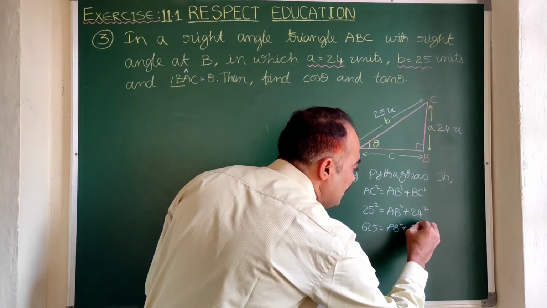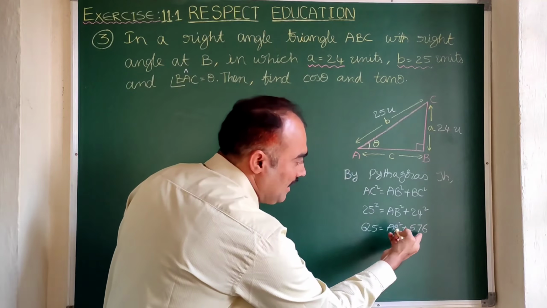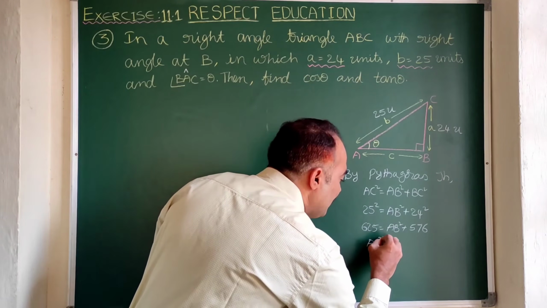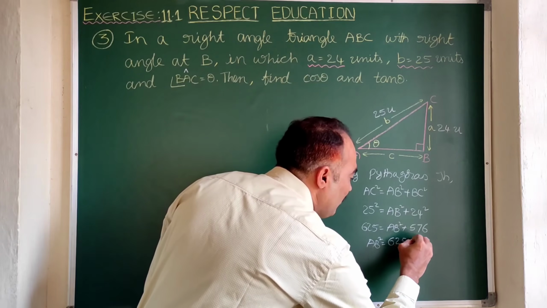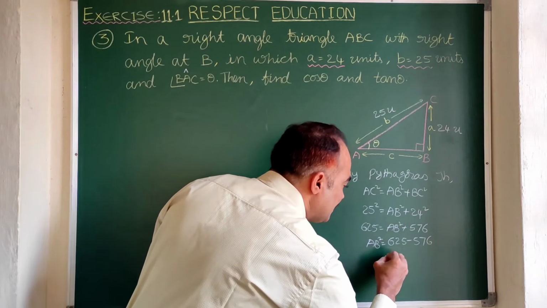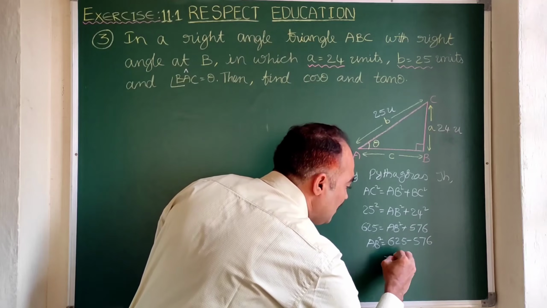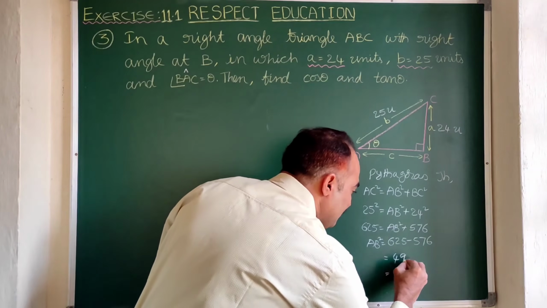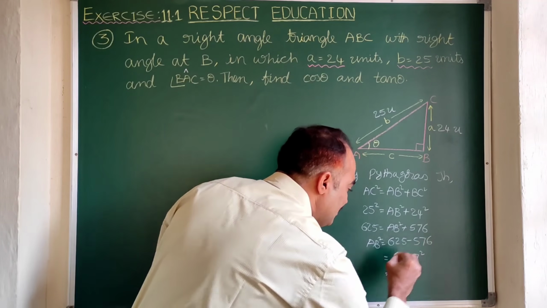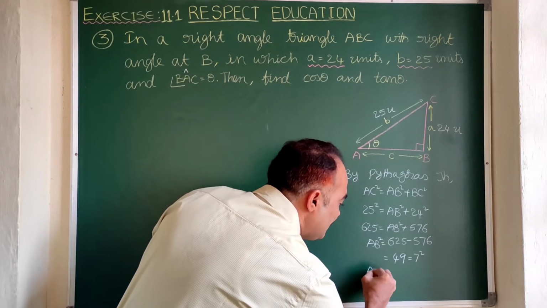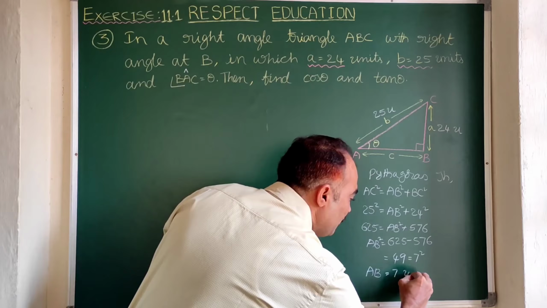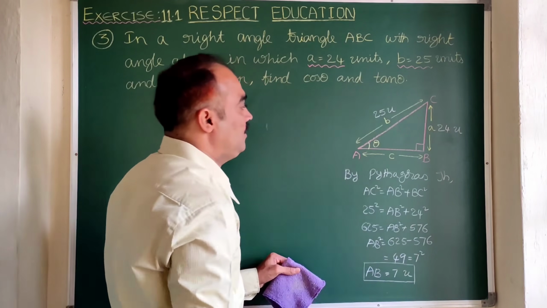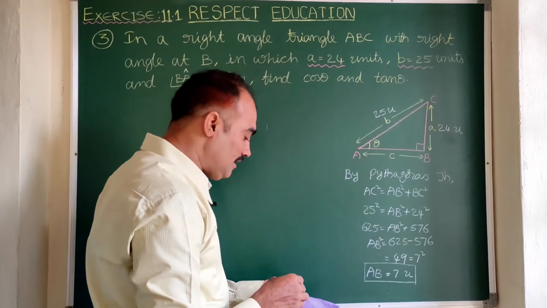24 square is 576. Let us bring 576 this side. So here AB square will be 625 minus 576. On subtraction here you will get 49. 49 whose square? 7 square. Since 49 is 7 square, directly what is AB? 7 units. So here we can write 7 units.